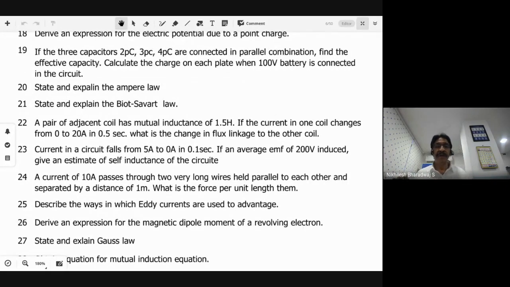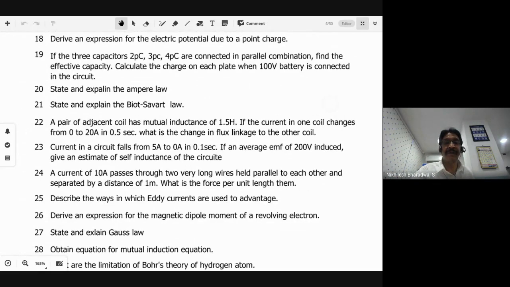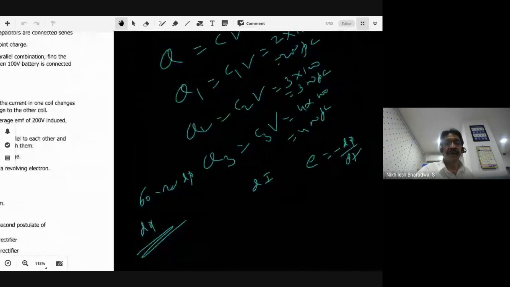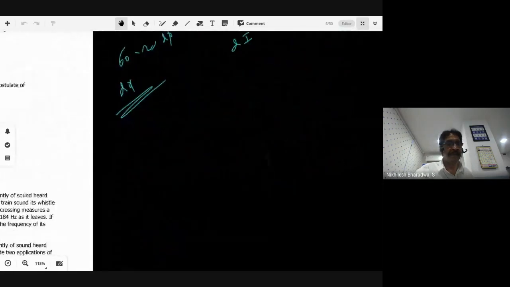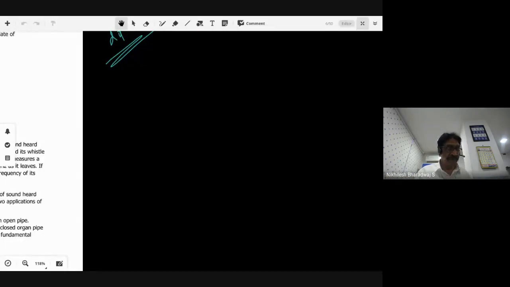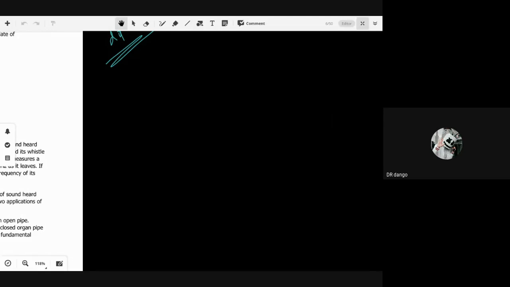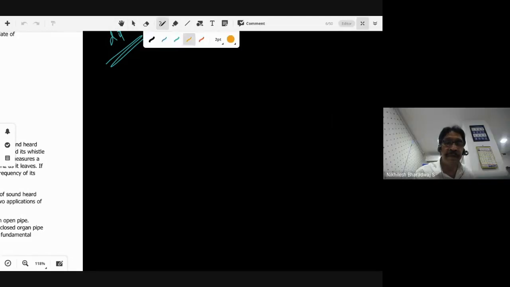A pair of adjacent coils has mutual inductance of 1.5 Henry. If the current in one coil changes from 0 to 20 ampere in 0.5 second, what is the change in flux linked to the other coil? It's not flux linkage, it is flux linked to the other coil. So what is the formula to be used? E is equal to minus M into di by dt.